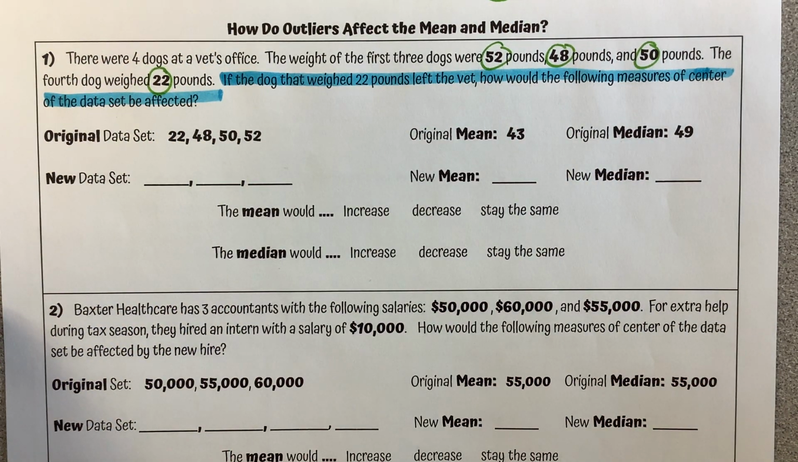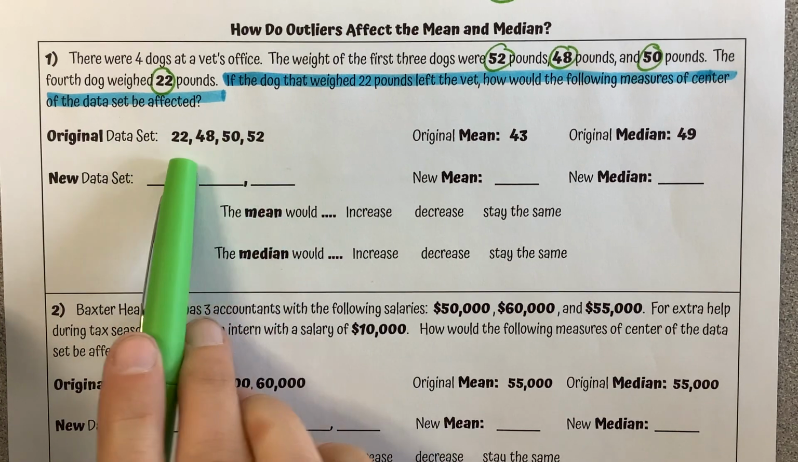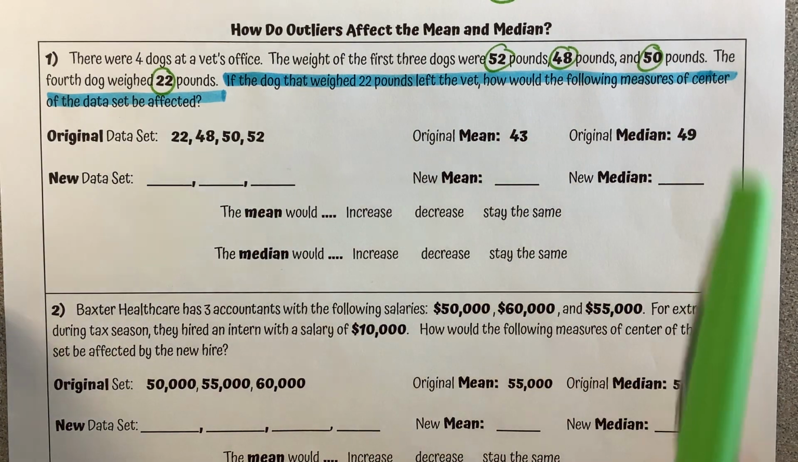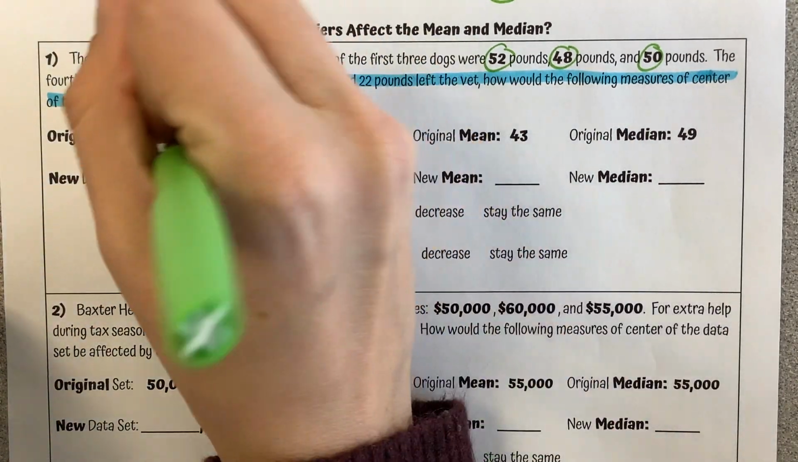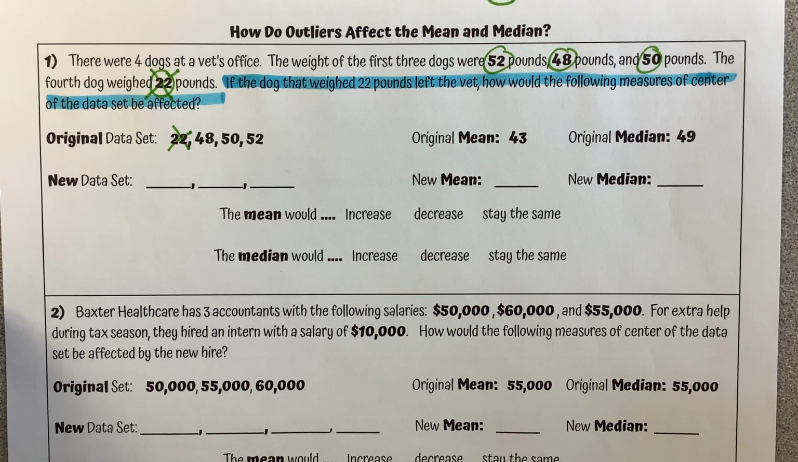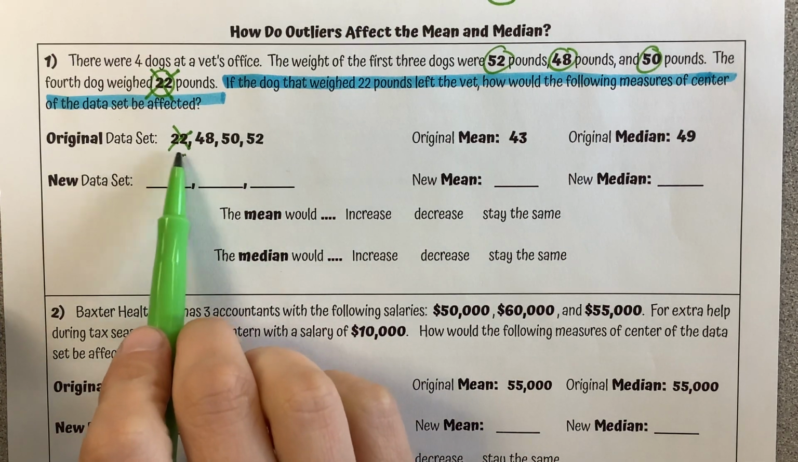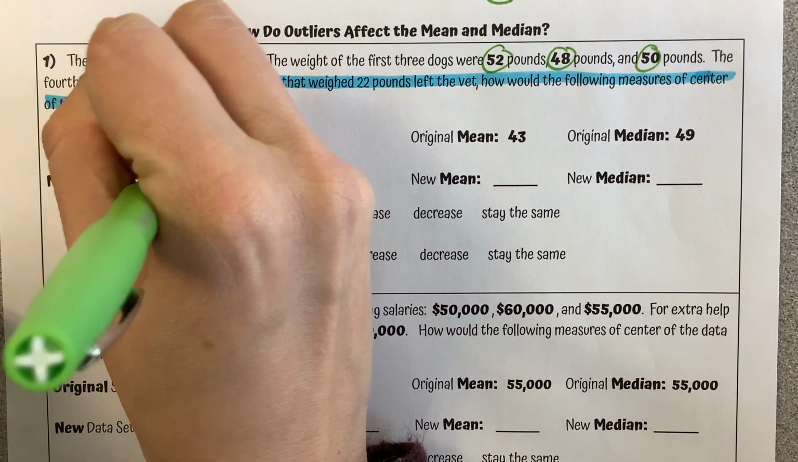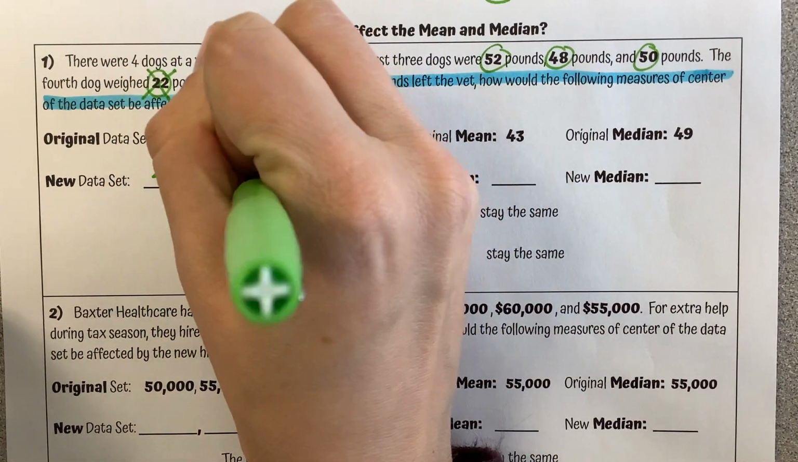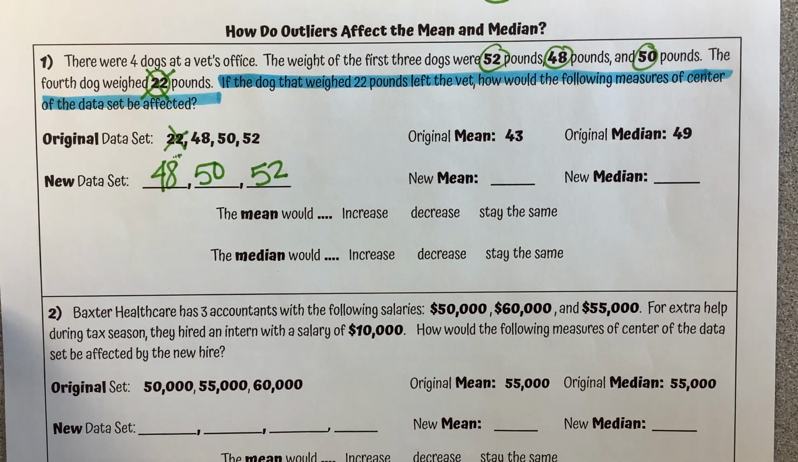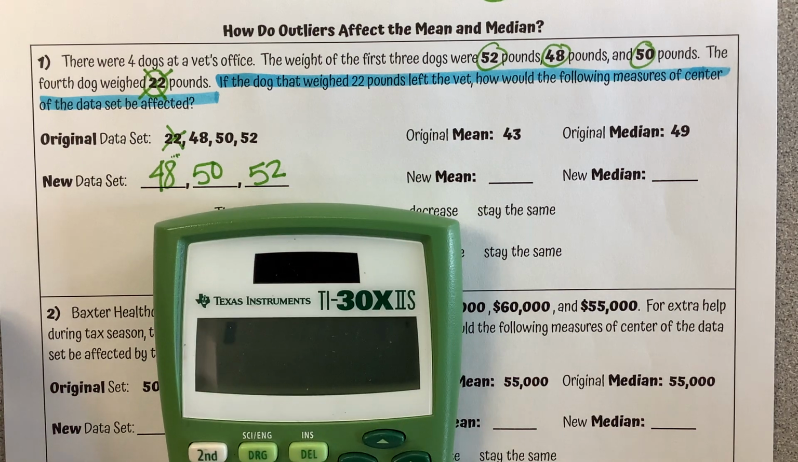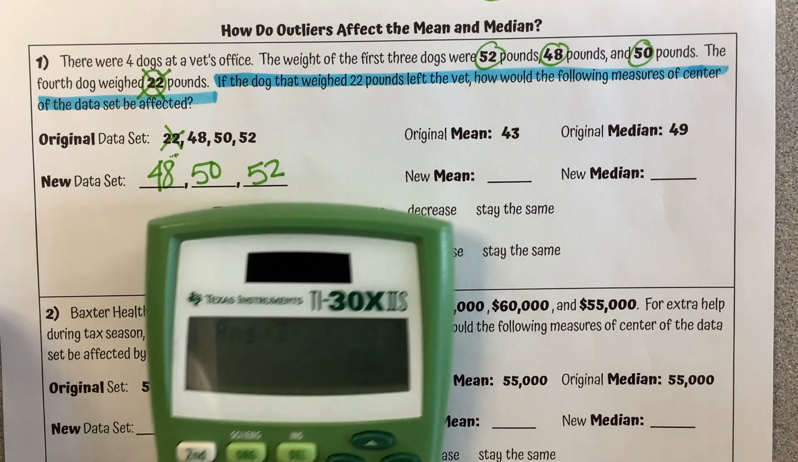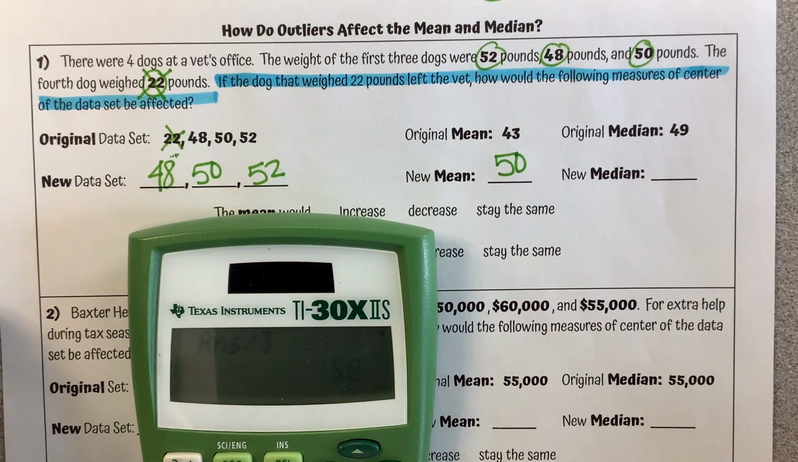So we already did the calculations based on the original data set, which is those 4 dogs. The mean would be 43, the median would be 49. Our new data set, we are losing the 22. So that outlier, because it's way less than the rest, is gone. So now we're just looking at 48, 50, 52. So we got rid of that outlier, the number that was way smaller. And now we're going to recalculate the mean. So we are doing 48 plus 50 plus 52 divided by 3 values gives us a new mean of 50.